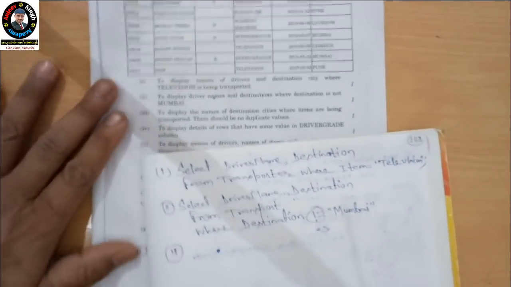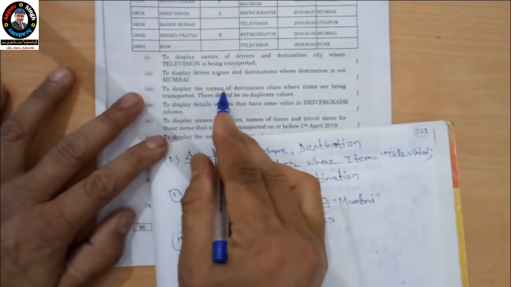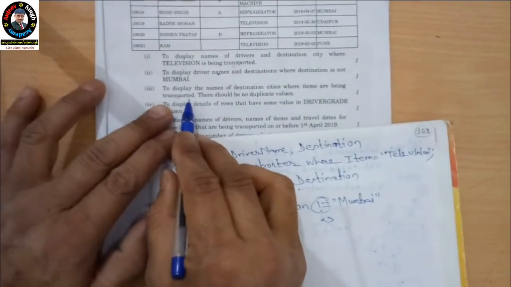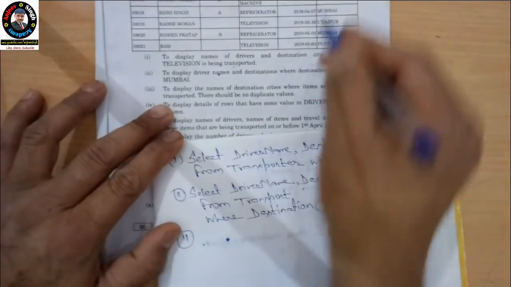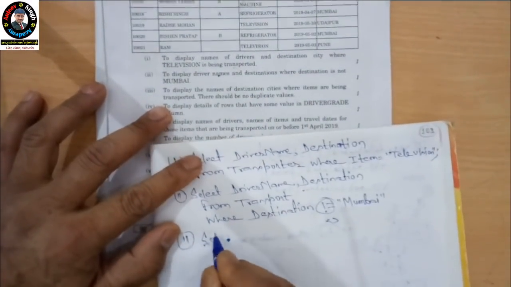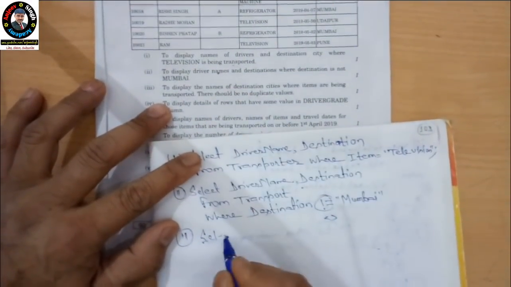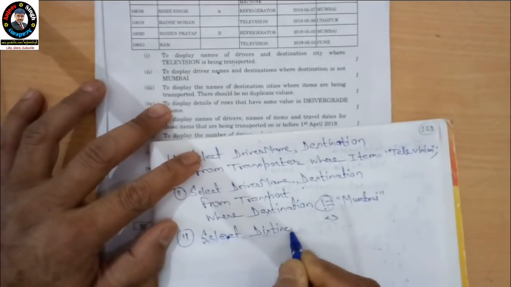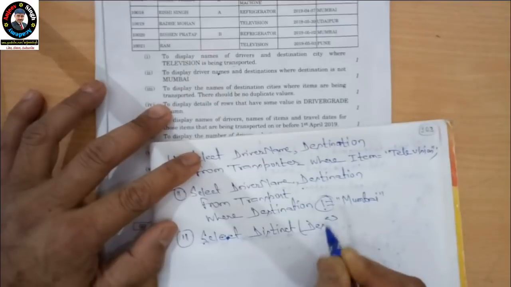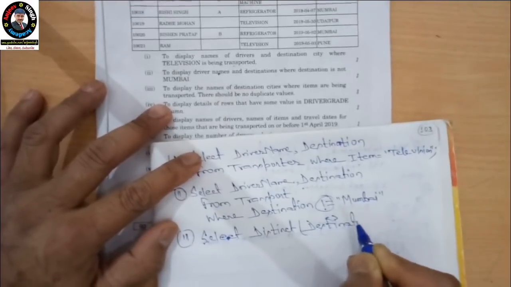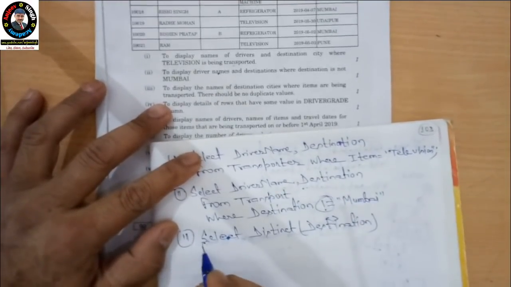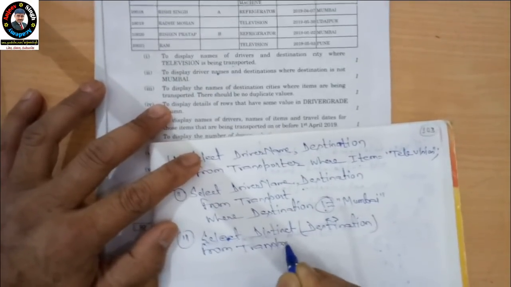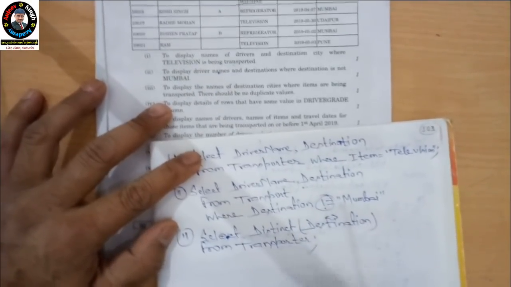Next question is to display the names of destination cities where items are being transported. There should be no duplicates. Means you have to just show the destination. So what you have to write? With no duplicate value, so select distinct destination from transporter. Okay, so this is the answer of this question.